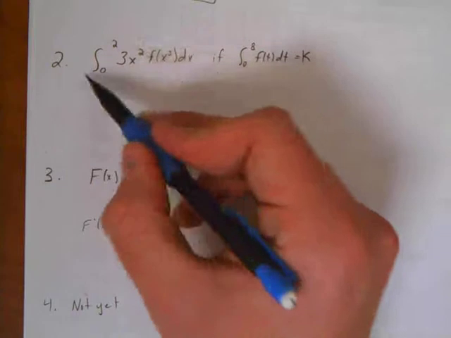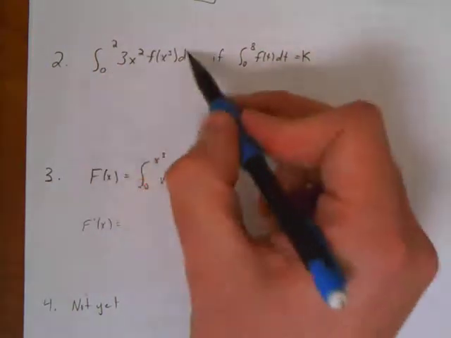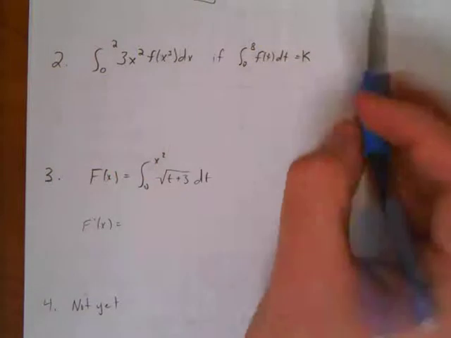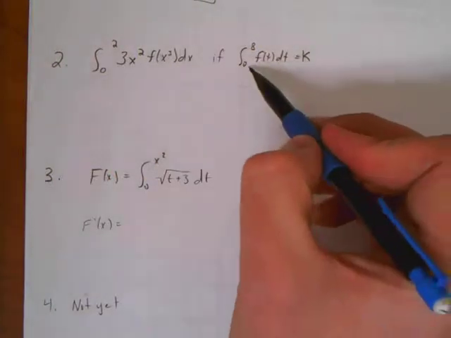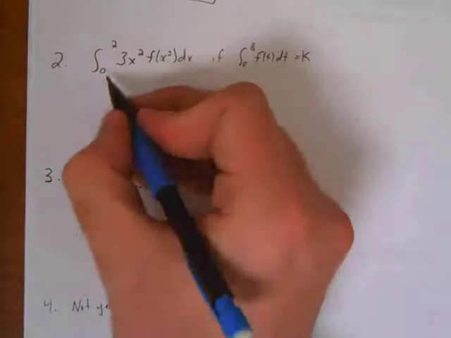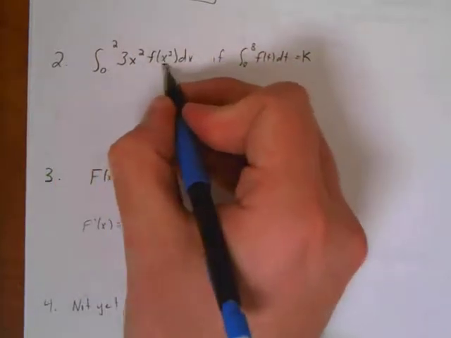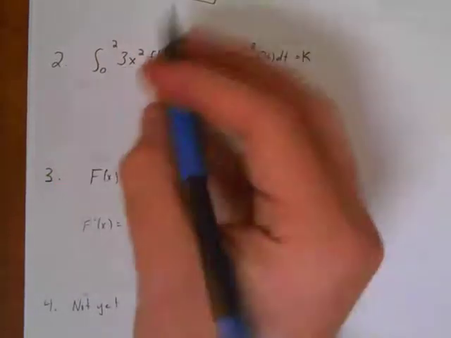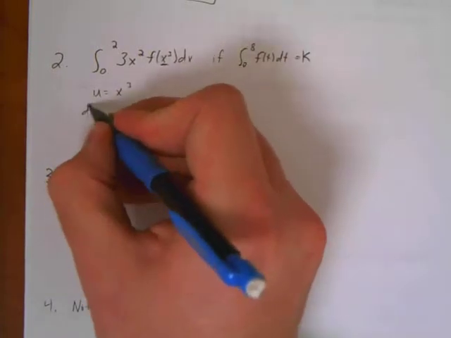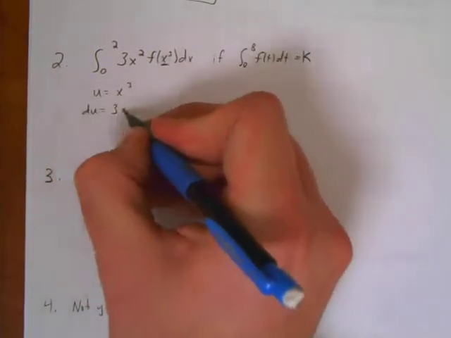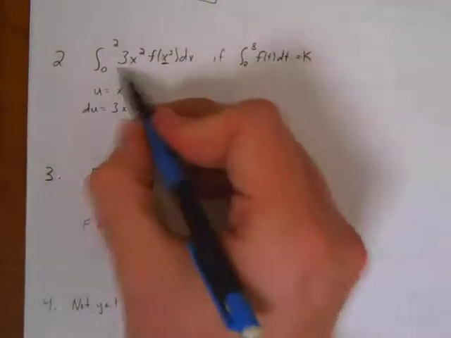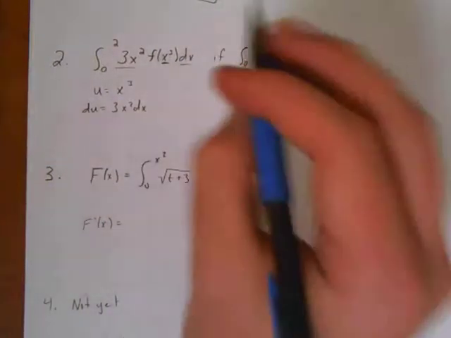But again, we're finding the antiderivative or the area underneath of this function from 0 to 2, which we don't even know what f is, so that's a problem. But we know that the antiderivative from 0 to 8 of f is equal to k. So what we have to do here is we have to see that the derivative of x cubed is 3x squared. So if I choose u to be x cubed, then du is going to be 3x squared dx. Which you see here, we have 3x squared dx.